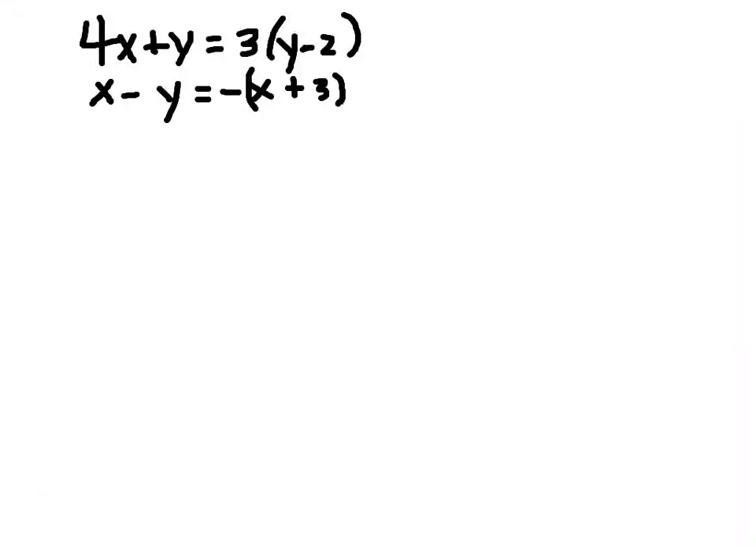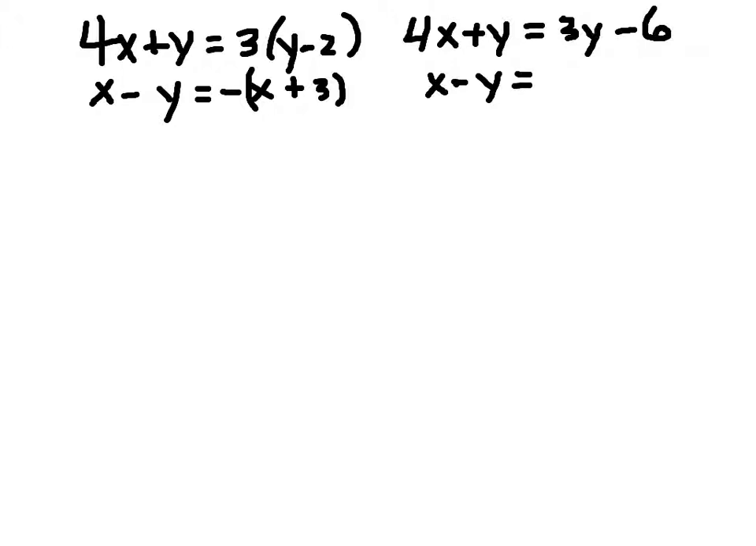Okay, for this example, we need to begin by distributing. So I'm going to come over here to the side and distribute my 3 through the parentheses. And that is a 2 and not a z. So it'll be minus 6. And then I have x minus y, and I need to distribute the negative through the parentheses.